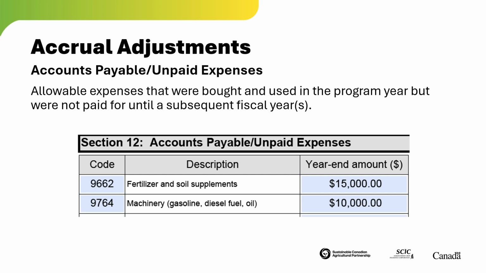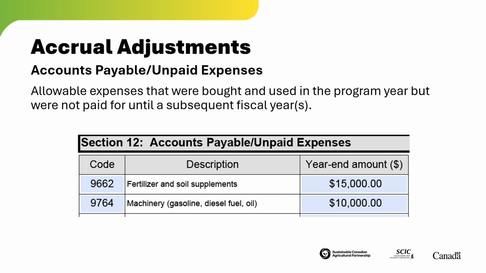And the last one here is accounts payable and unpaid expenses. If you've used things in the current year, but you haven't paid for them yet, again, seed, chemical, fuel, they're common ones. We want to make sure that this expense is allocated to this current year's production. So in the example here, the producer maybe hasn't paid for all of his fertilizer. He still owes $15,000 for that bill. And a fuel bill, he still owes 10 grand to his local co-op for fuel that he used throughout this tax year.